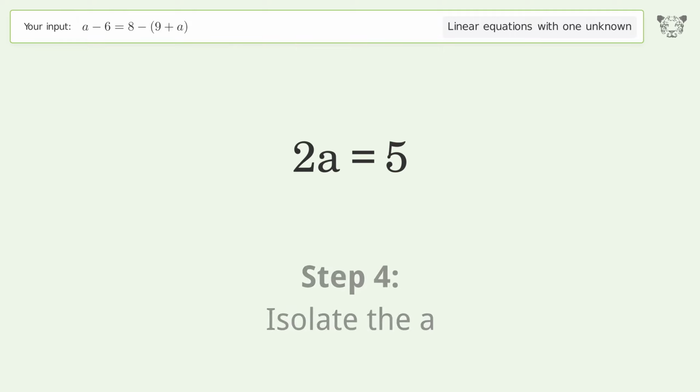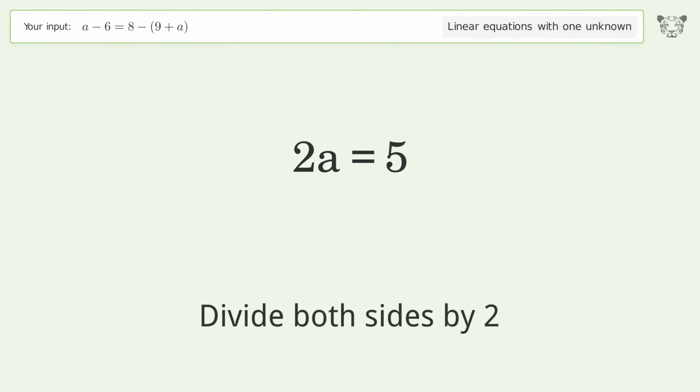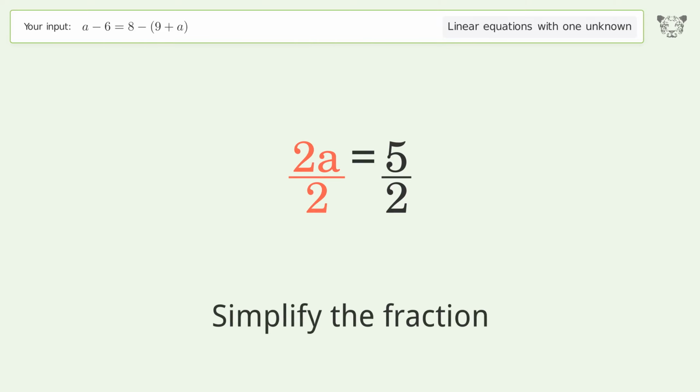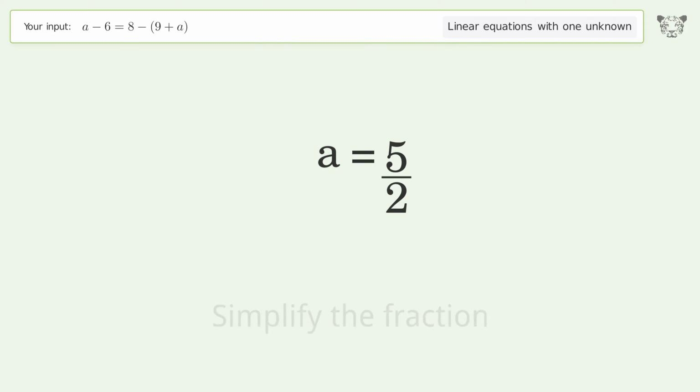Isolate the a. Divide both sides by 2. Simplify the fraction. And so the final result is a equals 5/2.